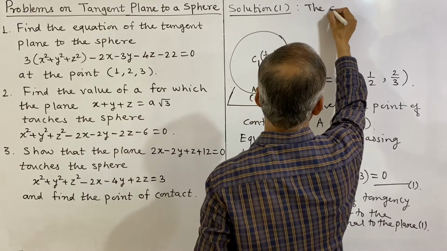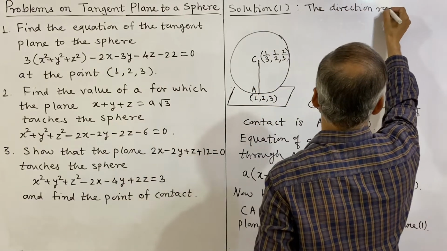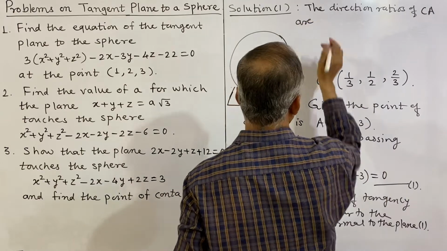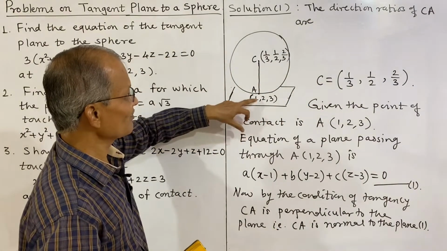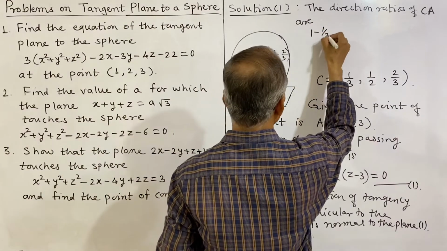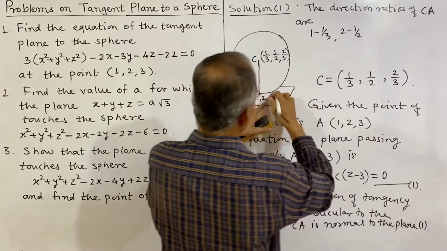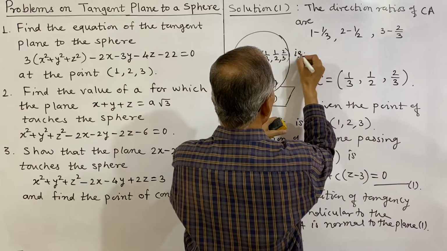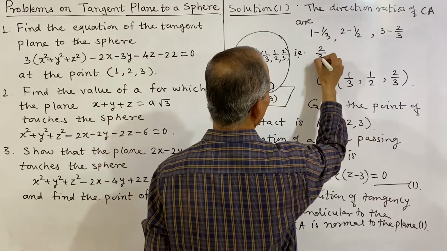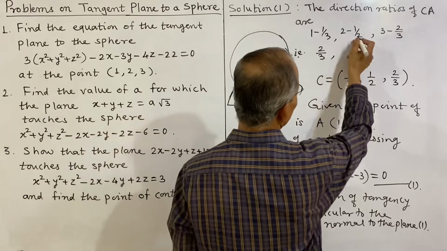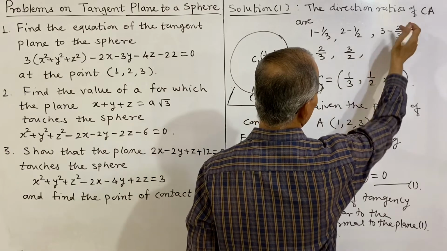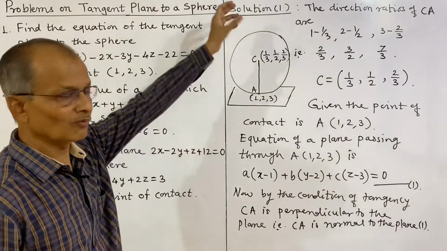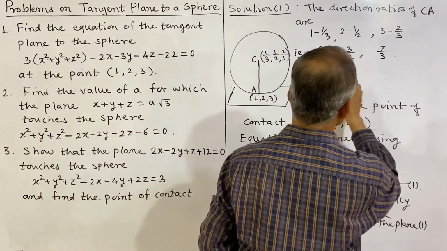The direction ratios of CA are found as we know, by the difference in the coordinates. So 1 minus 1/3 is 2/3, 2 minus 1/2 is 3/2, and 3 minus 2/3 is 7/3. So these are the DRs of the line CA, which is normal to the plane. That is, these are the values of A, B, C.